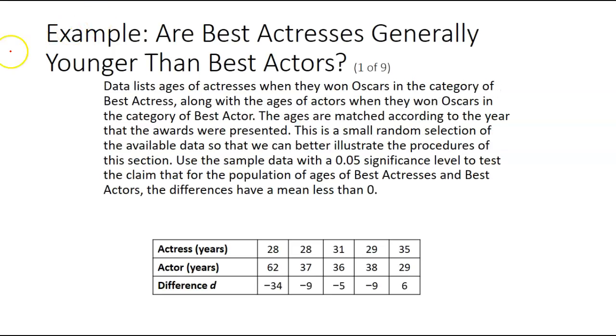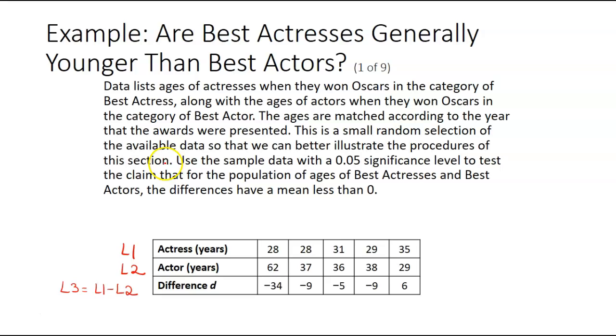All right, so first thing I want you to do is to put this in for L1 and this in for L2. And then for L3, you're going to do L1 minus L2. Okay, so entering the data here, the data lists the ages of actresses when they won Oscars in the category of Best Actress, along with the ages of actors when they won Oscars in the category of Best Actor. The ages are matched according to the year that the award was presented.